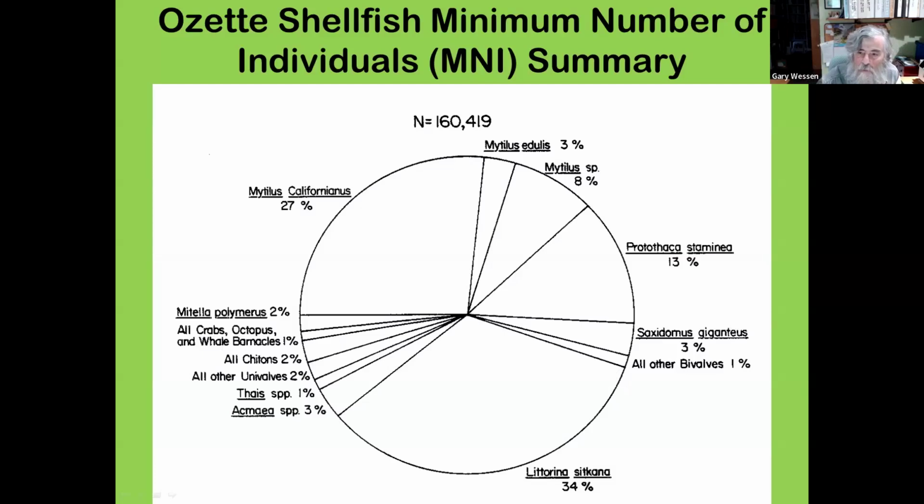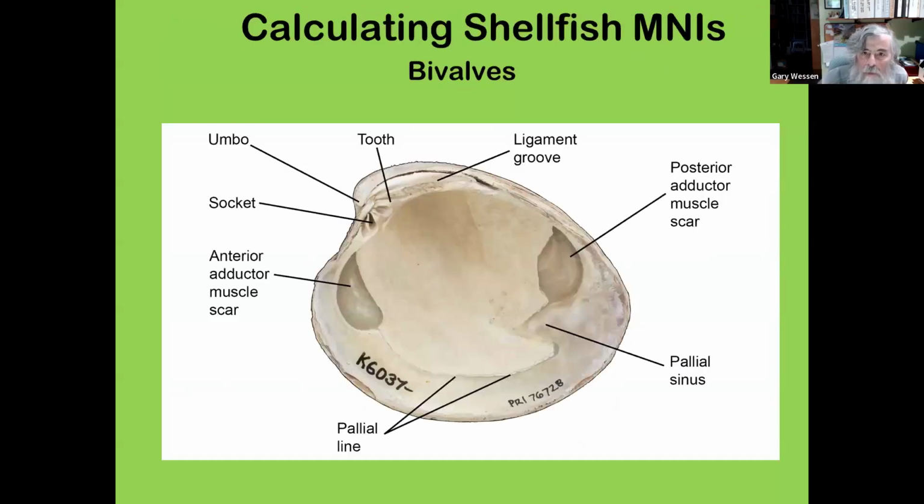Some types of shellfish work quite well. Other types are really a problem. Okay, first off, let's talk about bivalves. I've already told you the bulk of what you're going to find in most any midden around here is going to be bivalves. To estimate how many animals of any particular type, we're going to use a technique that faunal analysts use with vertebrates also, and it's called paired element analysis.